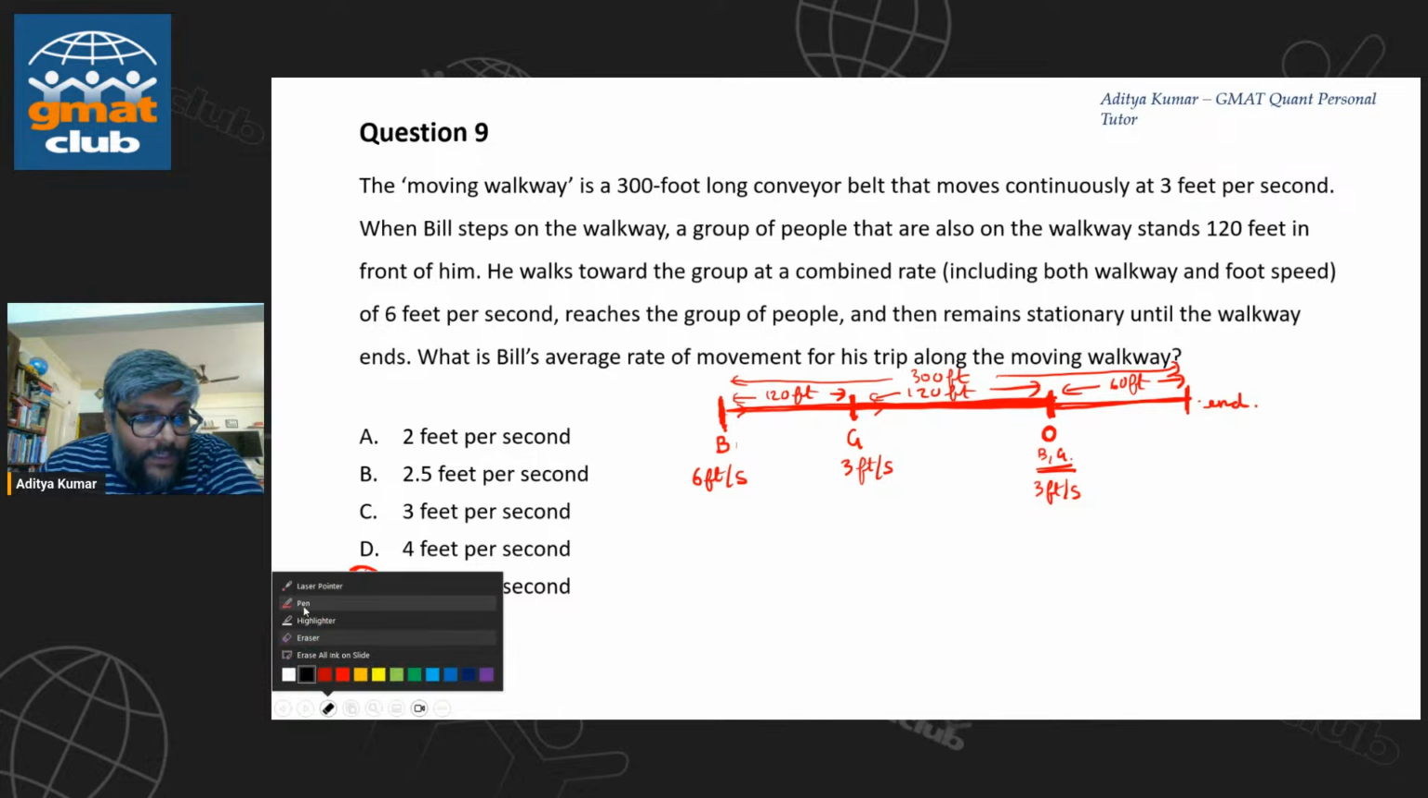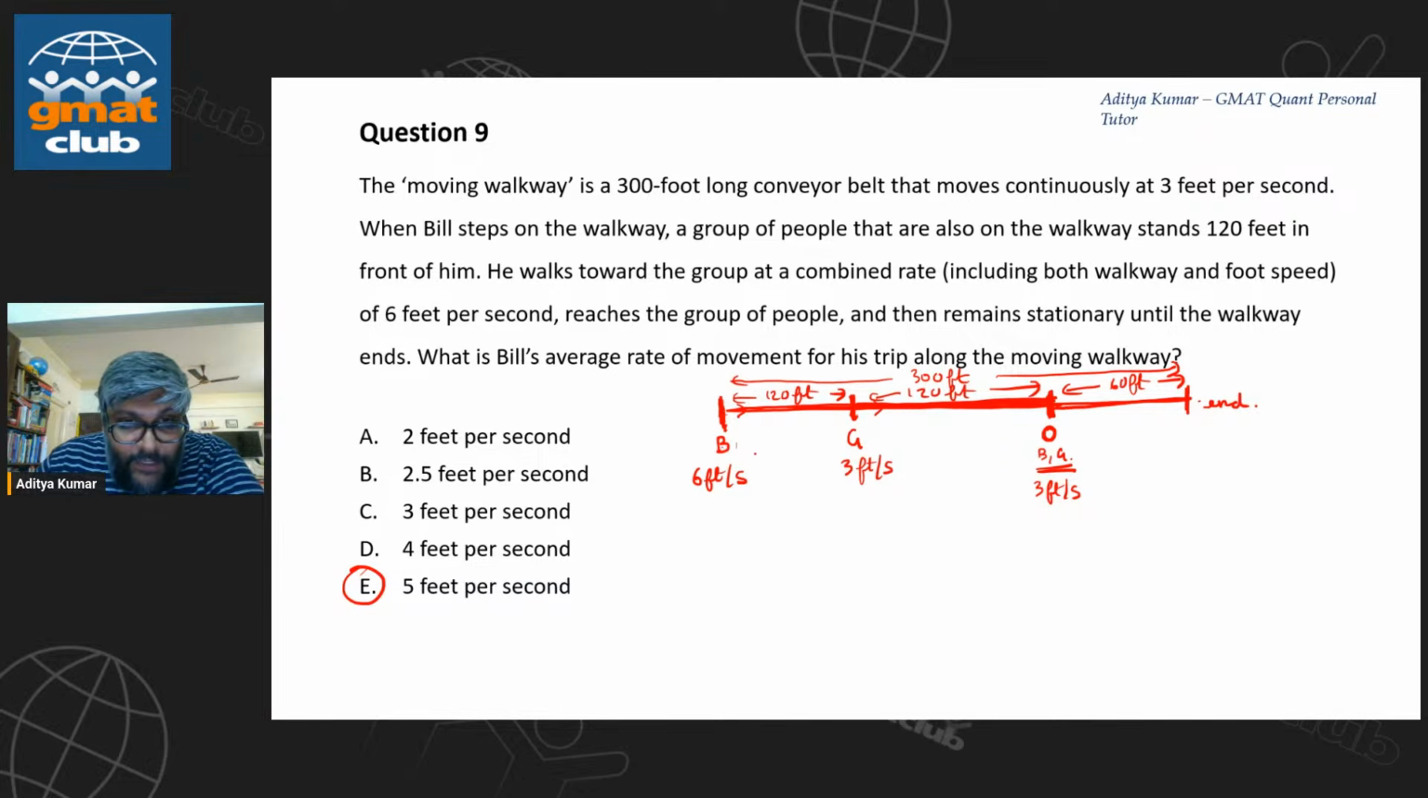So what can I do here? I know Bill is traveling at 6 feet per second. The group is traveling at 3 feet per second. There's a gap distance of 120 feet between them. I'm going to remove everything else. And the entire walkway is 300 feet. I have all that information given to me.